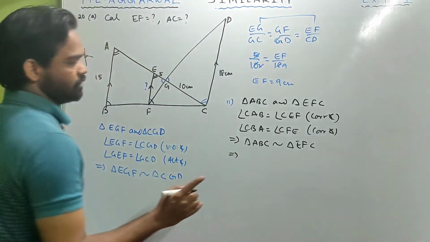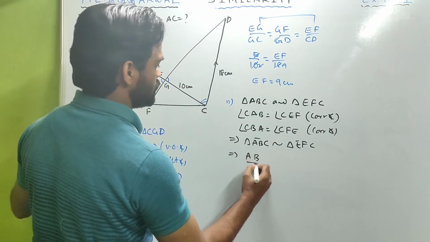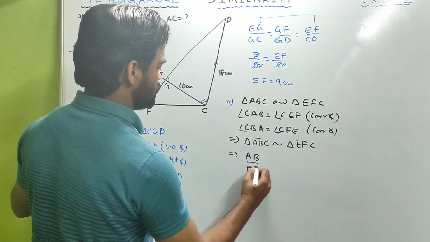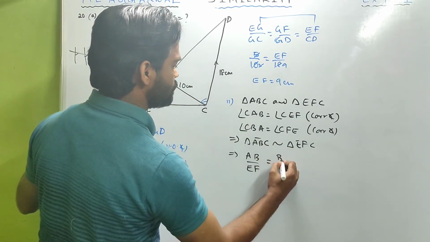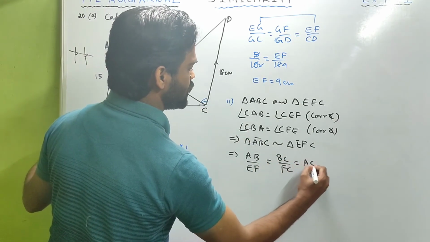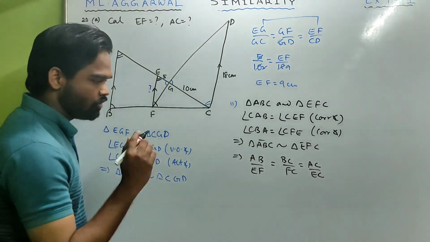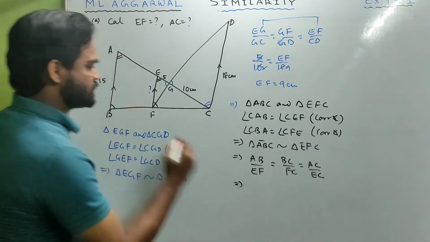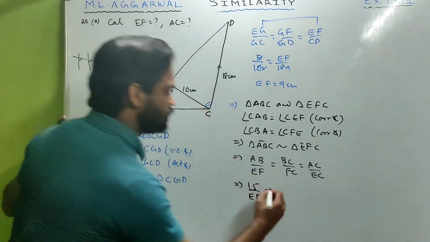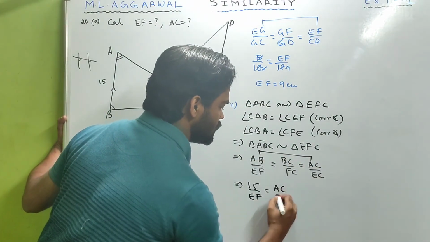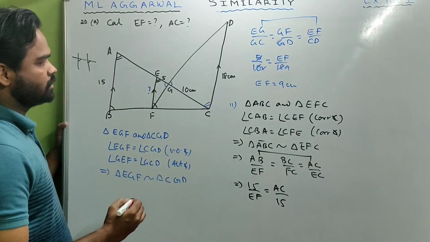Now if they are similar, the sides are proportional, corresponding sides, so AB by EF is equal to BC by FC is equal to AC by EC, isn't it? Now look, AB is given to us, that's 15, EF we don't know, then AC we don't know, first and the last one. EC is 15, you can see, isn't it?